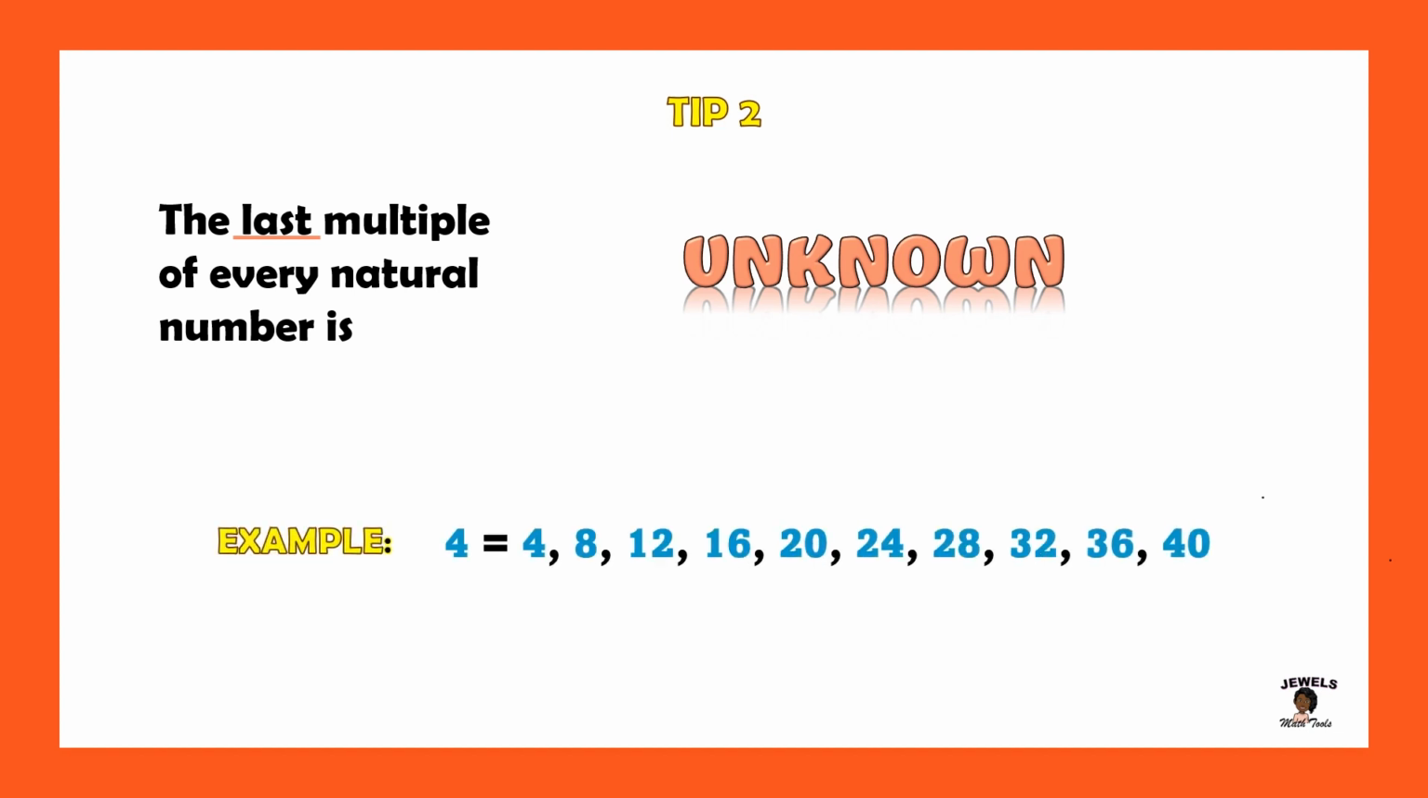Because if you can think of a larger number, then there's a possibility that there could be a larger multiple listed for that number. So these are just a few of the multiples that we have listed, but even though I stopped at 40, 40 is not the final multiple of the number 4.